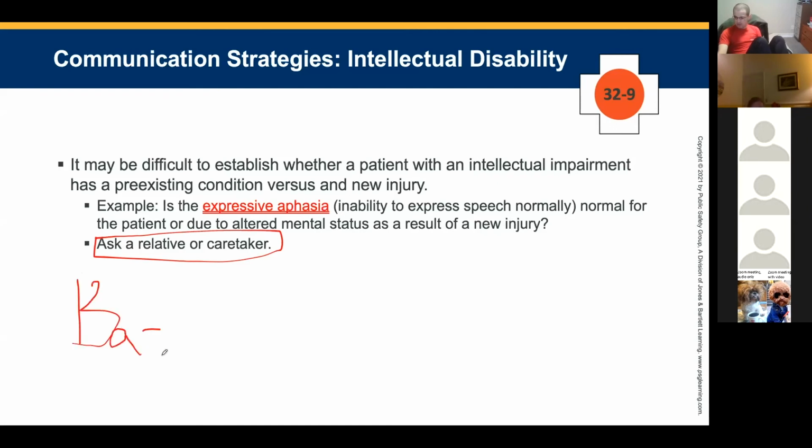So, we want to determine what is the individual's baseline. What are they normally? This is a very common question we have to ask as EMTs and paramedics in the field when we respond to, let's say, a skilled nursing facility, or a patient who is long-term disabled. We want to find out what their normal mental status is like.